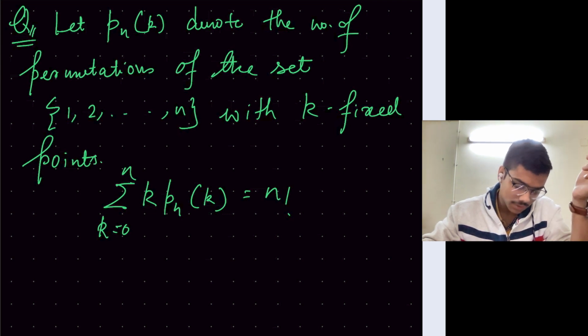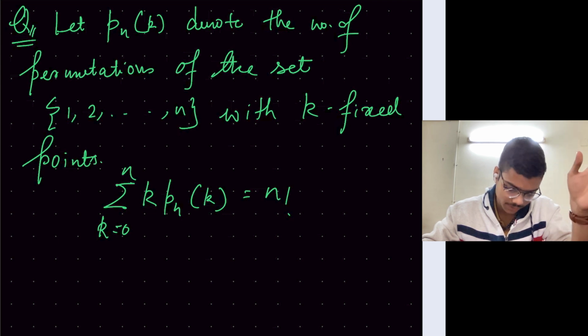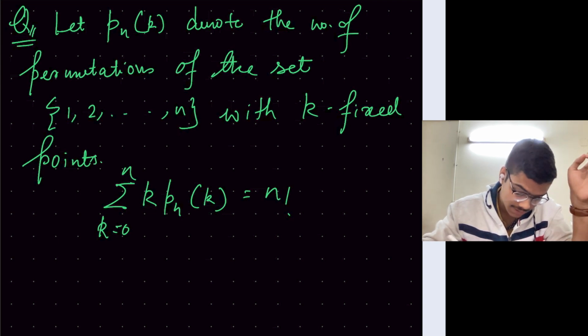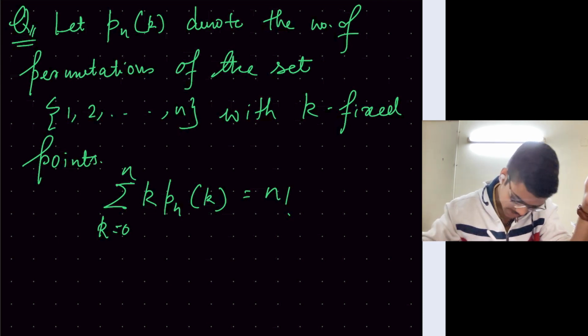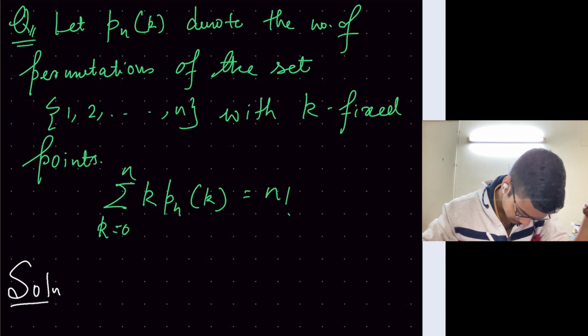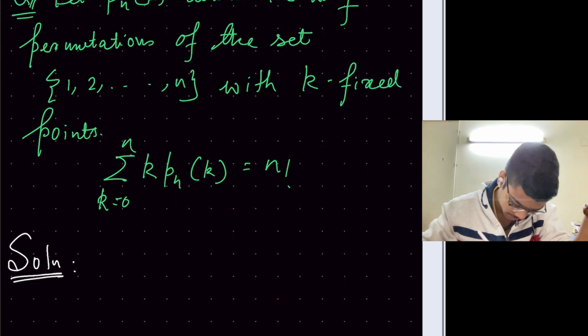P(n,k) denotes the number of permutations of the set 1 to n with k fixed points. So first question is, what's this fixed point? We shall explain it at first. So let's begin with the solution. The solution begins with explaining what a fixed point is.